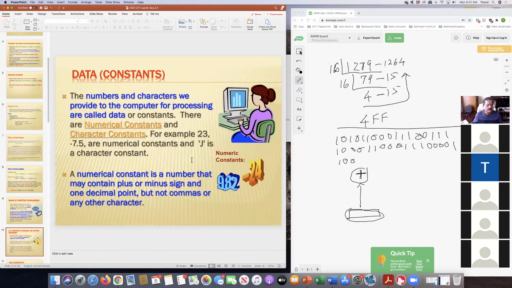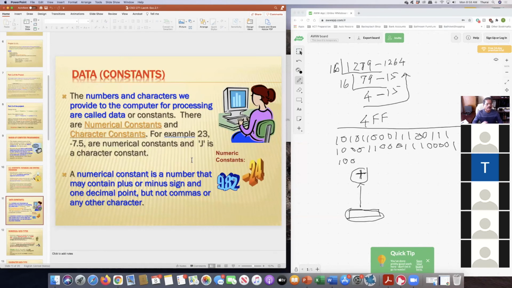So let's go to the constants, data. Numbers and characters, those are our data. The data will be characters whenever we are doing things like word processing. So as we proceed to learn programming, we have to learn programming with numbers, to process numbers, also to process characters. We also have to become programmers who can write word processors. So the constants are categorized into two, numerical constants and character constants.